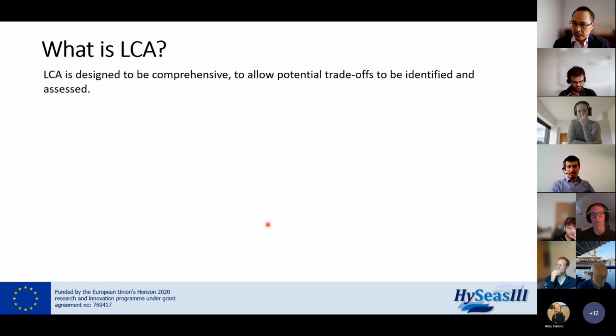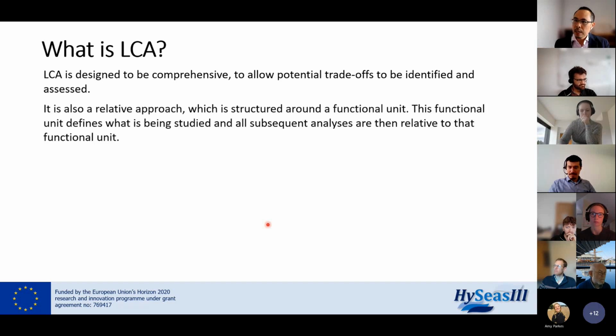Now, the LCA is designed to be comprehensive. As I said earlier, the more comprehensive you are, with lots of different categories, the more you can find the trade-offs. If you only looked at climate change, for example, and your sole purpose was to drive down the climate change impact, you might be increasing the impacts in other areas, and unless you've assessed that, you wouldn't know. It's also a relative approach, which is structured around a functional unit. This functional unit defines what's being studied, and all the subsequent analysis is then relative to that functional unit.